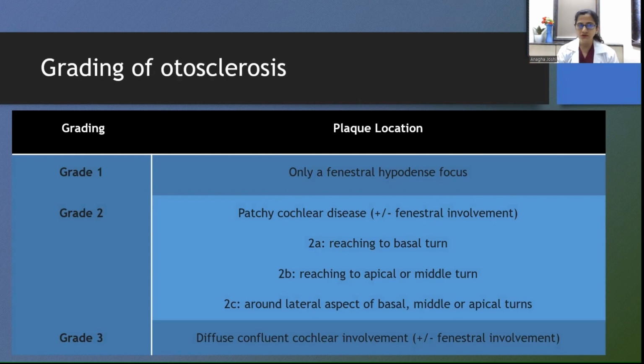You can grade the otosclerosis as grade 1, which is just fenestral otosclerosis. Grade 2A is where the otosclerosis is at the basal turn. Grade 2B is when it is at the apical and/or middle turn, and 2C is around the lateral aspect of the middle and the basal, middle and the apical turns. Grade 3 is diffuse confluent cochlear otosclerosis with or without fenestral involvement.